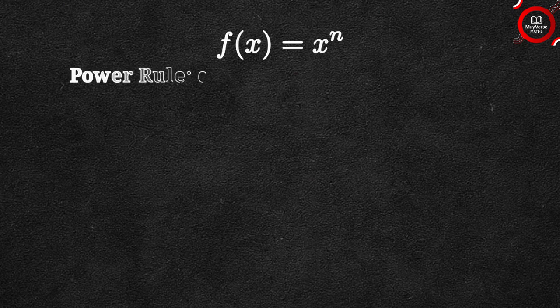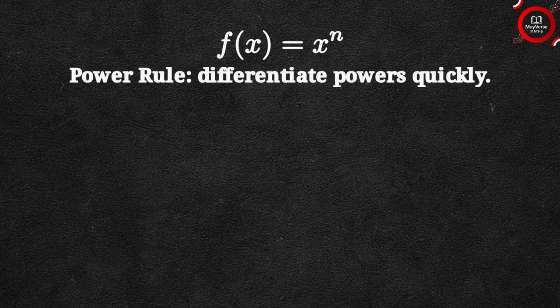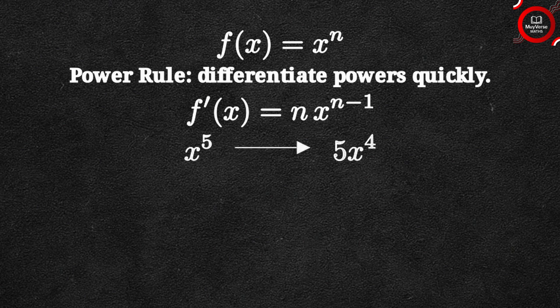Next, function. First, here we have f of x equals x to the n. The power rule differentiates powers quickly. The result is f prime of x equals n times x to the n minus 1. For example, x to the fifth becomes 5x to the fourth. Notice the exponent drops by 1, and the original exponent multiplies in front.